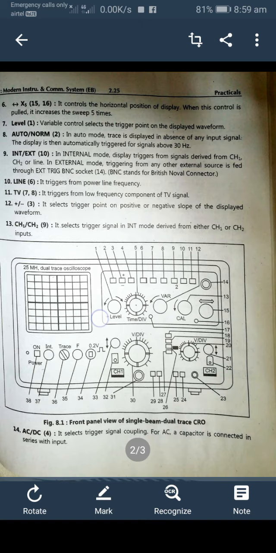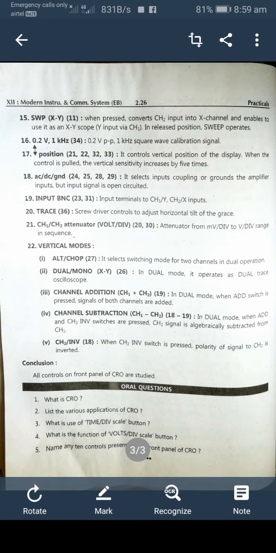Vertical mode, alt/chop switch: it selects the switching mode for two channels in dual operation. Dual/mono/XY: in dual mode, when the add switch is pressed, signals of both channels are added.